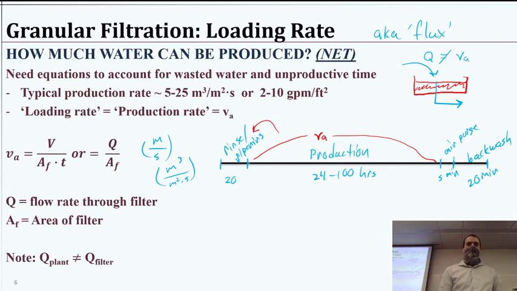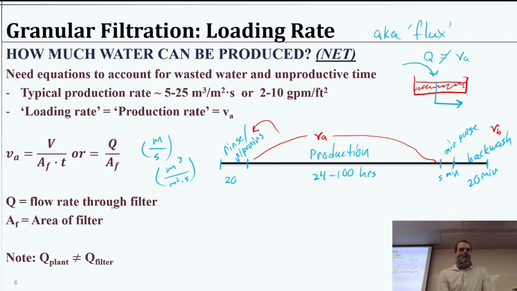I'm making a distinction here because we're going to need to calculate the volume of water we produce during the production time separately from the volume of water that we use for the ripening stage and the backwash. For now, I'll say V_b over here for the backwash loading rate.